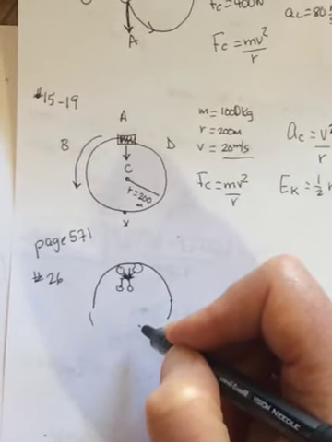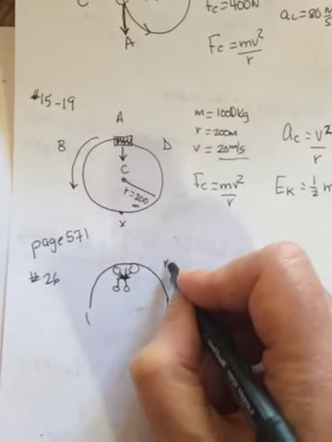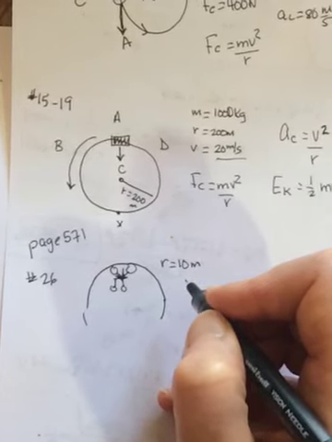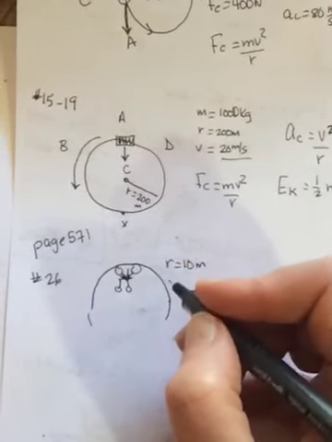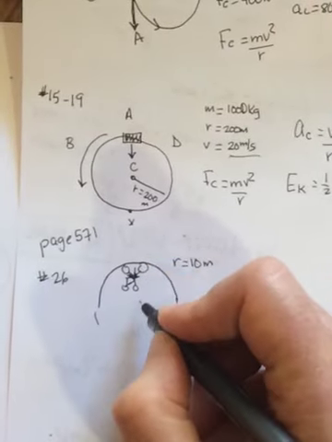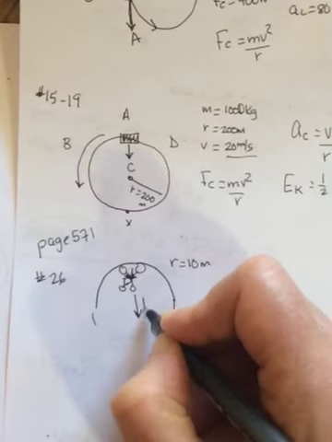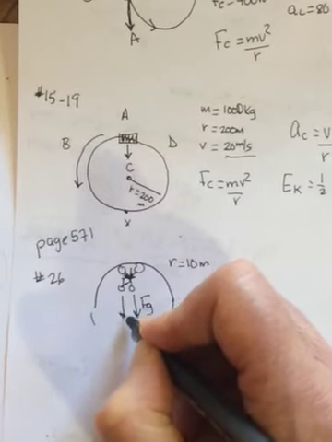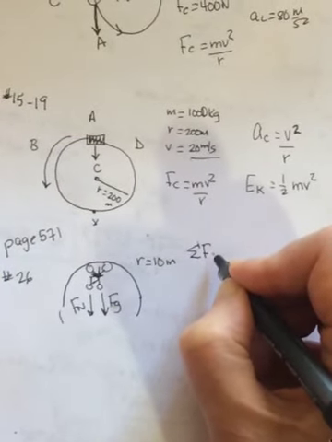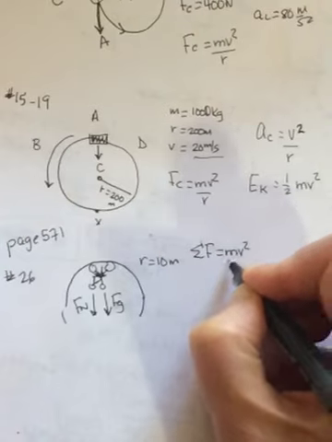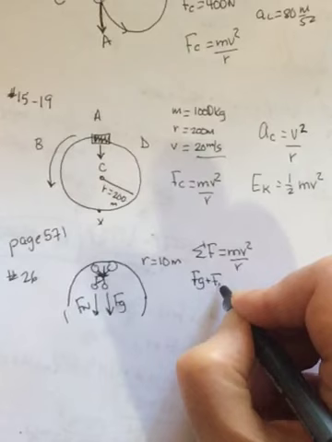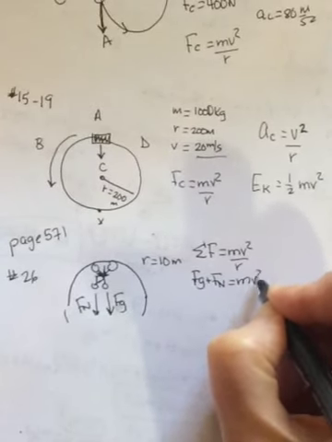The radius of the circular track is 10 meters, so r is 10 meters, and it wants to know what minimum speed must the motorcyclist maintain to stay on the track. So when he's hanging upside down, F_g is acting down and F_N is acting down. And so the centripetal force, or the sum of the forces, will be equal to mv squared over r. It'll be F_g plus F_N, because they're both acting towards the center.